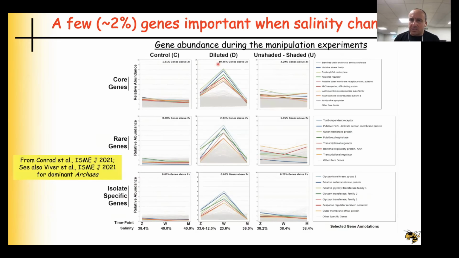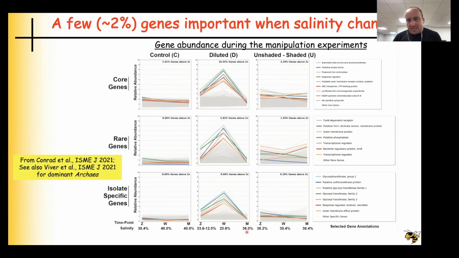However, for the one that was diluted and dropped the salinity to 12%, we saw that 1 week later, when salinity is intermediate, there were several genes that were spiking in abundance. Actually, they are not a lot. It's about 2% of the total pangenome, so not a big fraction. And then when we annotated, we saw that they were all related to osmoregulation, sensing the environment. So we believe that these genes are ecologically important and gave an advantage to the organism that carries them.